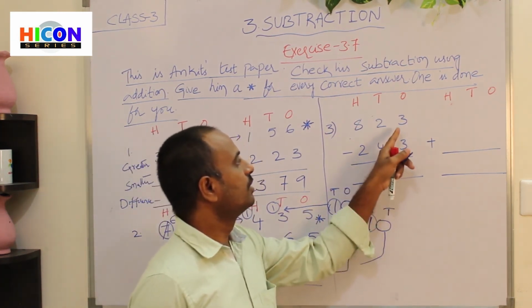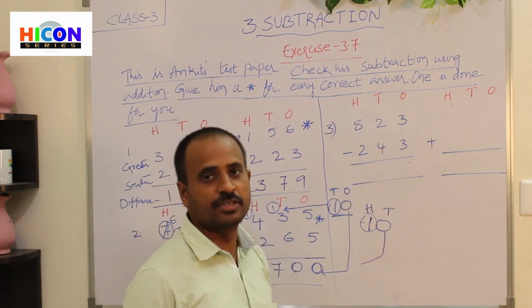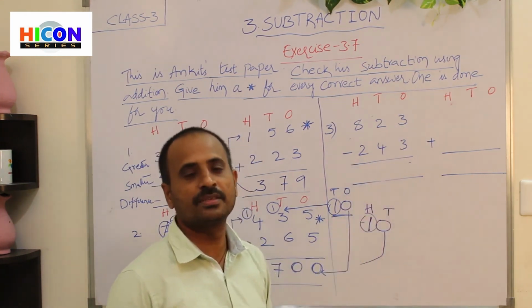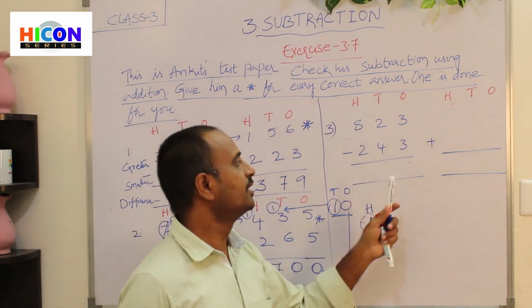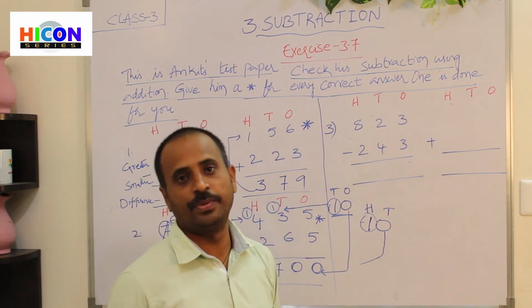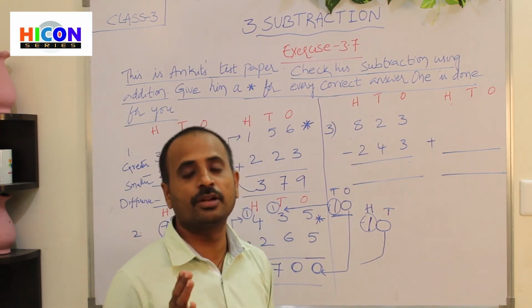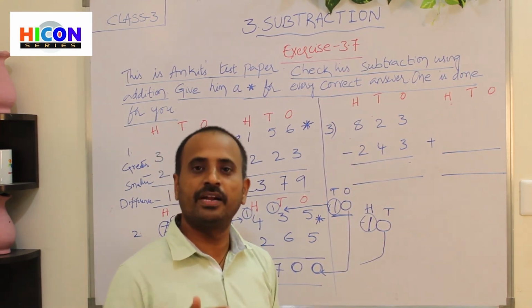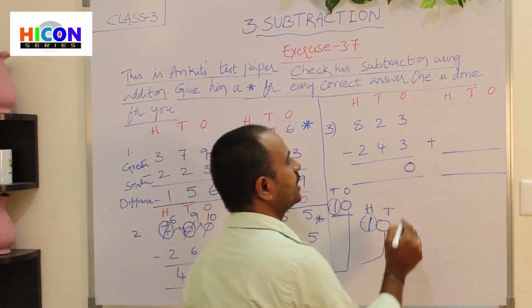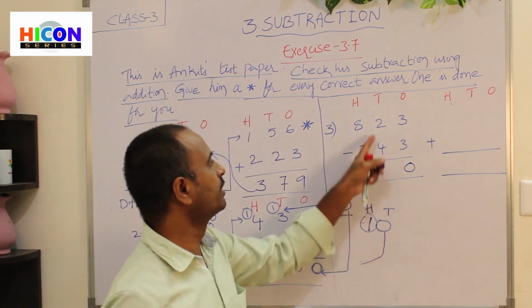So go to the subtraction for ones place. What are the digits present in ones place? 3 and 3 are present in ones place. Subtract 3 from 3. The answer is 0, because according to subtraction properties, if we subtract a number from the same number, we will get 0. That means 3 minus 3 becomes 0. Now go to tens place.